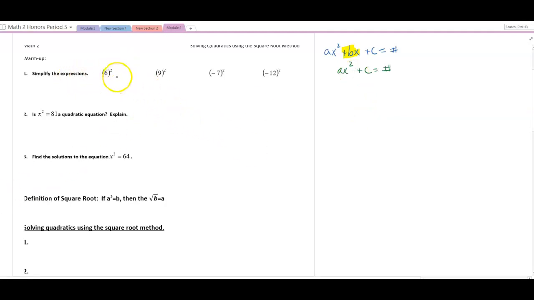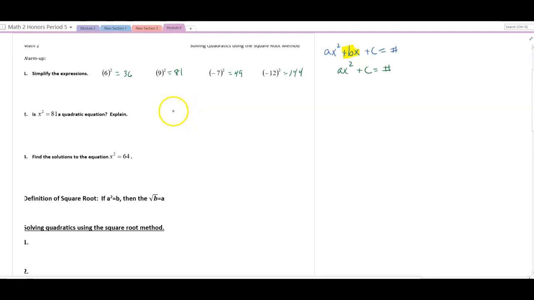So really quick, if we wanted to simplify these expressions, we know 6 squared is 36. We know 9 squared is 81. We know negative 7 squared is 49. And we know negative 12 squared is 144.